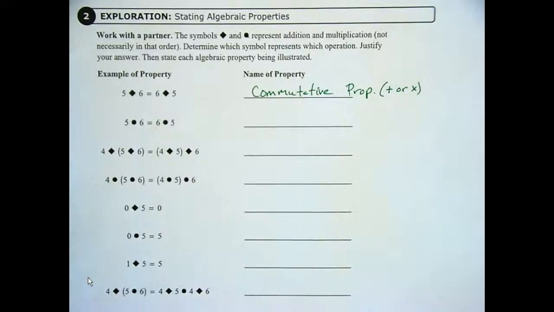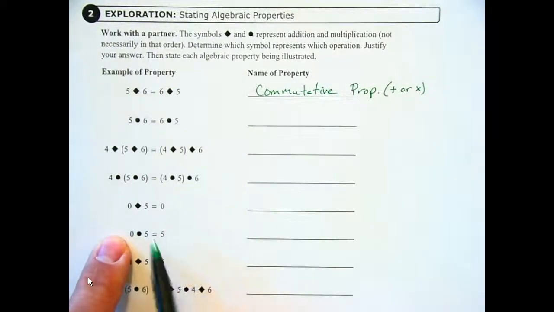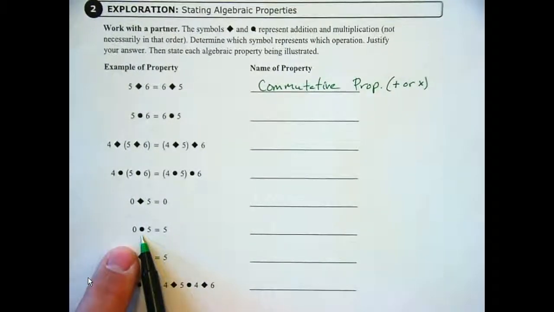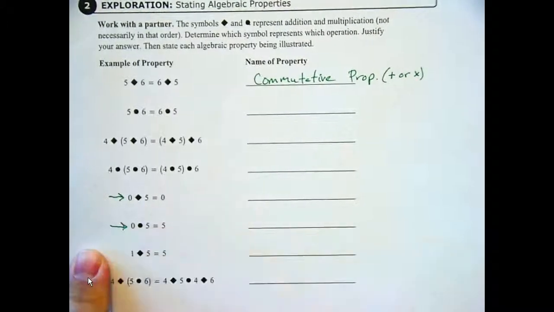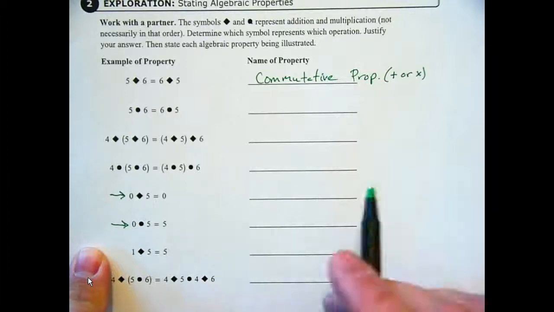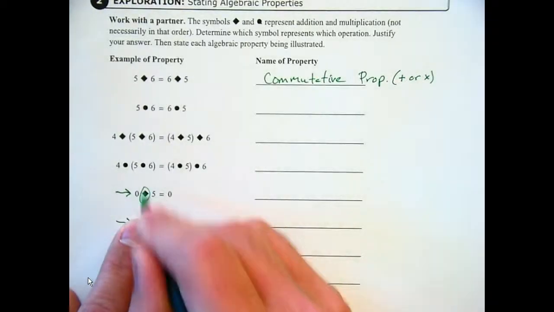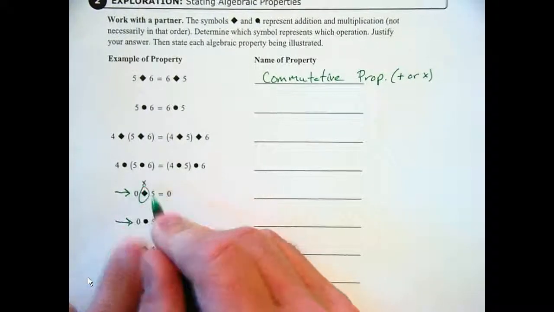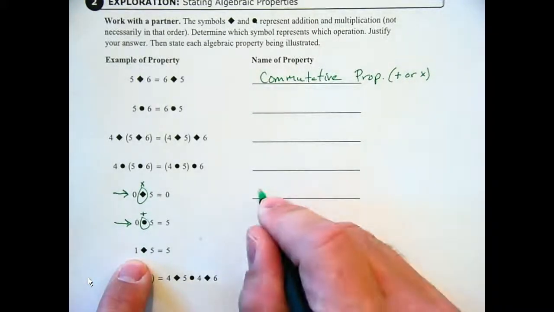Yeah. So Isaac says, when you get on here, it says 0 diamond 5 is equal to 0. So that would be like 0 times 5 is 0. And the next one is 0 circle 5 is equal to 5. Good. These tell us right here. Very good. Well done. Yeah, Isaac, you look like you're doing the Seahawk flap, man. That was awesome. Hey, you're right. So that means diamond represents multiplication. Circle represents addition.